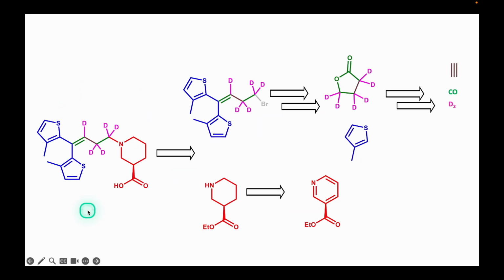This labeled drug can be visualized as a derivative of a deuterated 1-butene chain, which is attached at its carbon 1 to 2 identical thiophene heterocycles and at its carbon 4 to a substituted piperidine. Therefore, a strategy for its retrosynthesis involves successively disconnecting the rings that are attached to the deuterated chain and then subsequently identifying the necessary precursors for the deuterated chain, as we will see later.